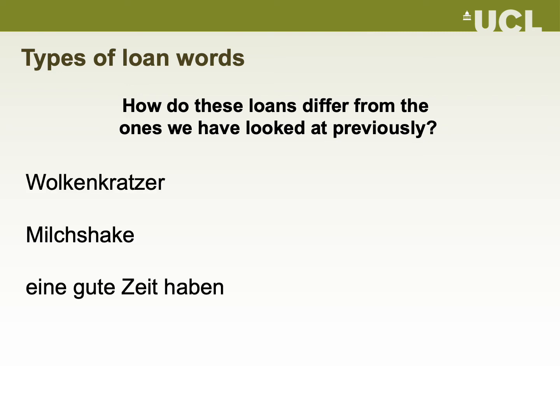So the examples are Wolkenkratzer, Milchshake und eine gute Zeit haben. Again, you might like to pause the presentation so that you can identify what's different about them and what they might actually mean in German. Okay, so here are my explanations.